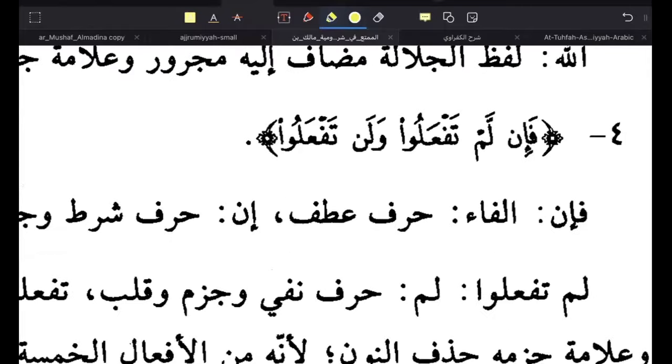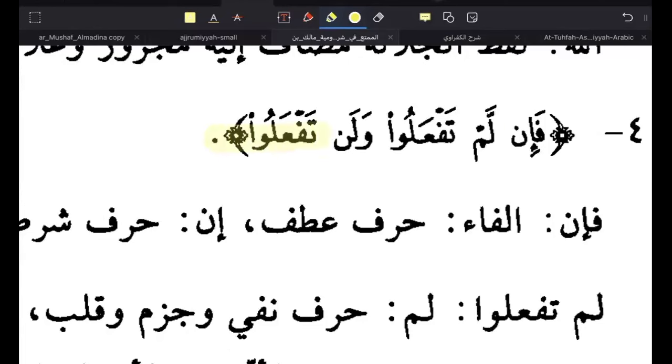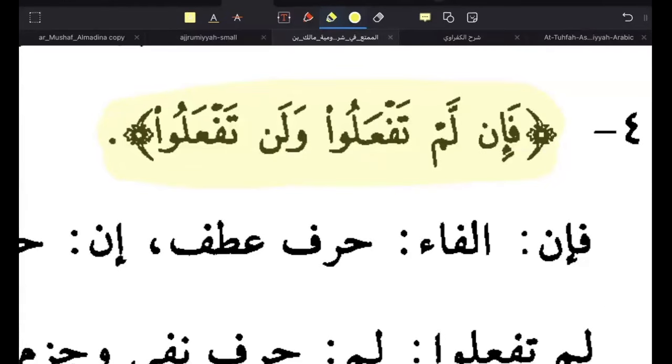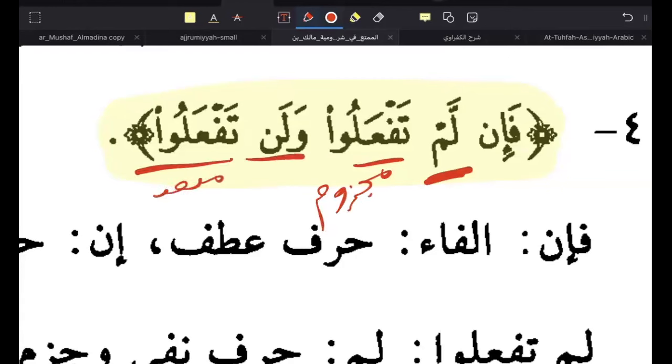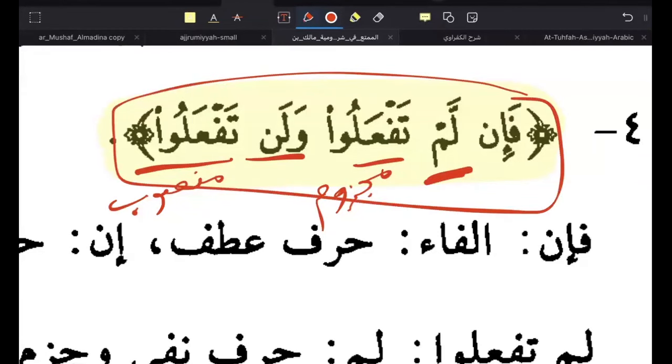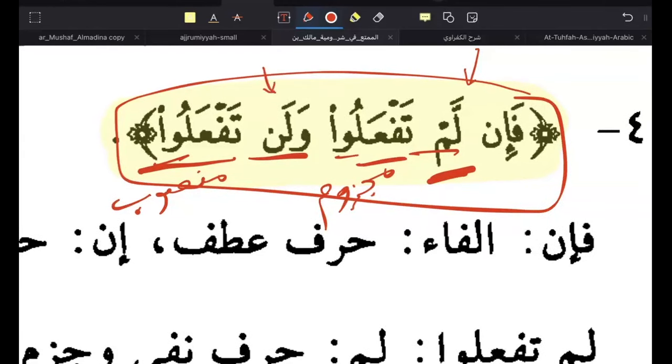Now, as for the nasb and the jazm state, subhanAllah, this is always my best example from the Quran, giving an example of the nasb and the jazm state of the afal al khamsa, because Allah used both of them in the same sentence when He says, فَإِن لَمْ تَفْعَلُوا, which is majzum, وَلَن تَفْعَلُوا, mansub. In one statement, we have both of these situations. As you can see, both of them have the dropping of the noon. But how do you know which one is which? You look at what's causing this drop of noon. If it's one of the huruf of the jazm, then it will be majzum. If it's one of the tools of nasb, it will be mansub.